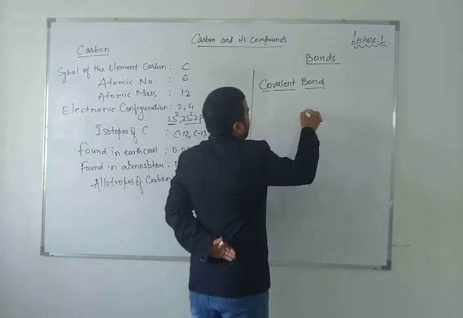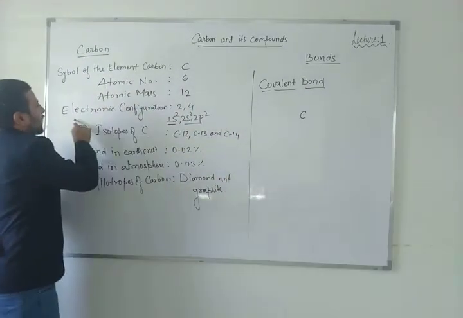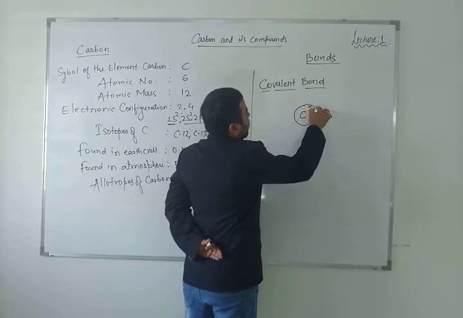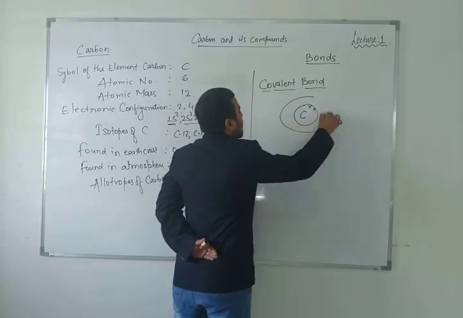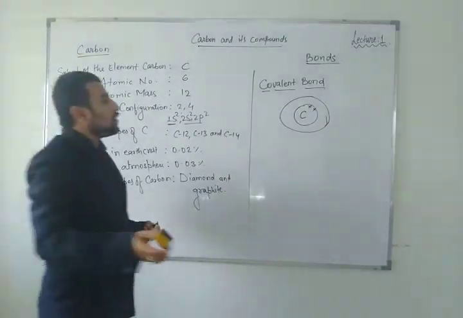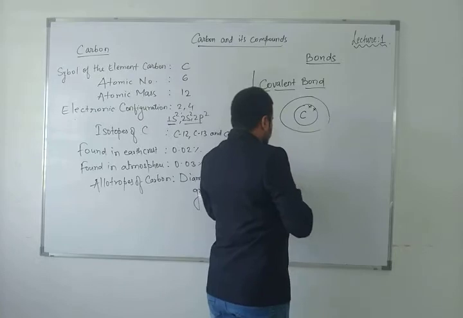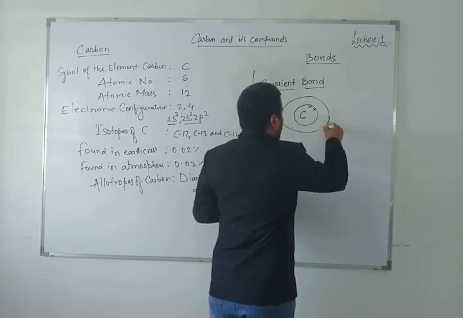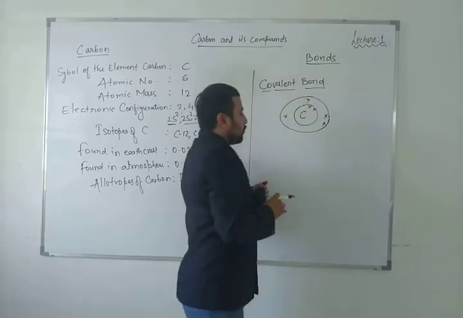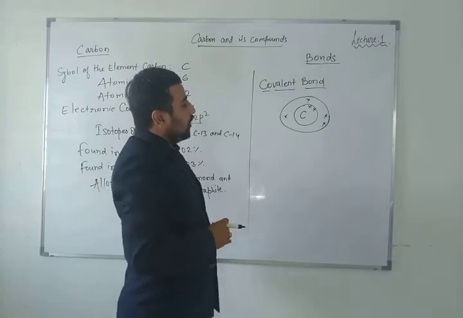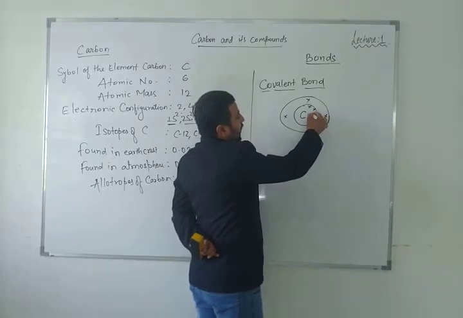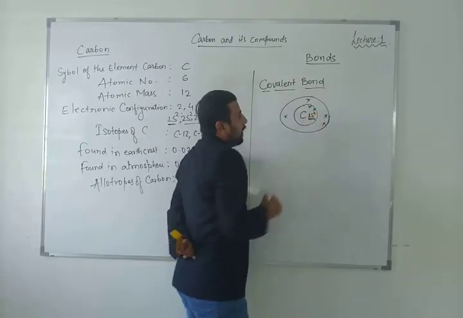If I talk about carbon, you can see I have written the electronic configuration 2, 4. In the first shell, carbon has 2 electrons, and in the second shell, carbon has a total of 4 electrons. So in the outer shell, carbon has 4 valence electrons: 1, 2, 3, 4. Just suppose these are the 4 electrons of the outer shell of carbon. Now carbon can't donate these 4 electrons. If it removes these 4 electrons, then it will get 1s2, that is the helium configuration, noble gas configuration.